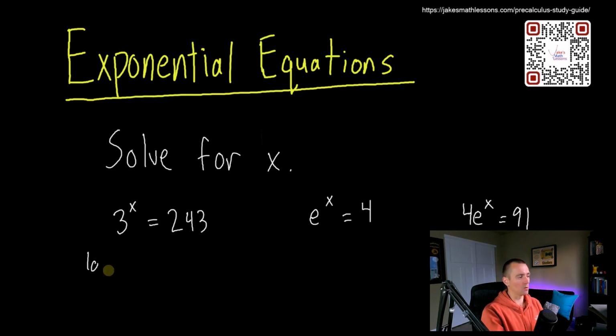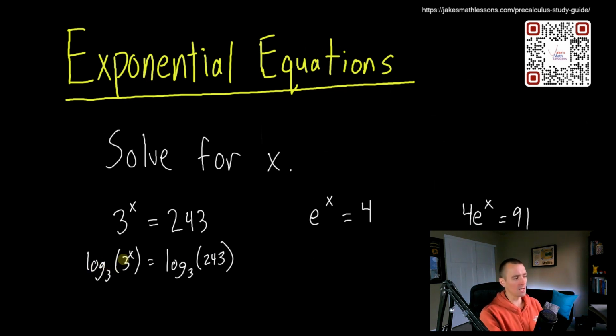So we would take log base 3 of 3 to the x equals log base 3 of 243. Okay? So what that's going to do is cancel the base and exponent on the left side of our equation and just leave us with x equals log base 3 of 243. Okay? So then you've already isolated for x. All you really have to do at that point is just evaluate this log base 3 of 243.